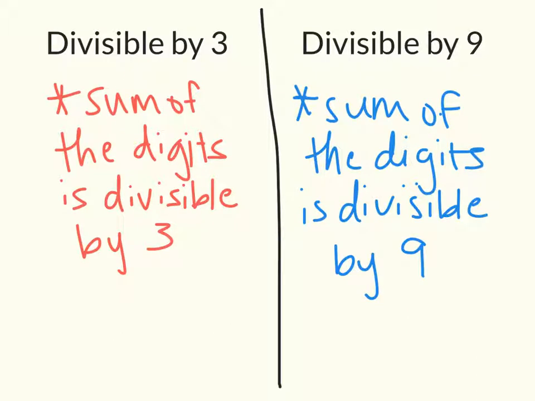So just to review, if a number has the sum of the digits and that is divisible by 3, then that number itself is divisible by 3. And similarly, if the sum of the digits is divisible by 9, let me say that again, if the sum of the digits is divisible by 9, then that whole number is also divisible by 9. So there are different rules obviously for different numbers, but if you can remember which numbers pair up, that's going to help you remember the rule overall.